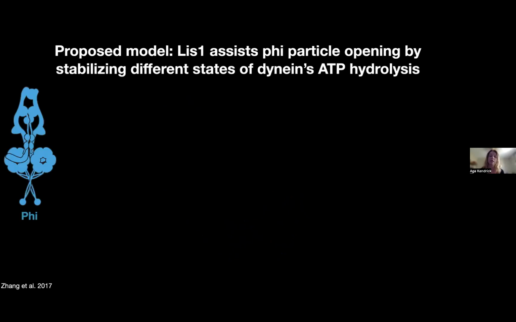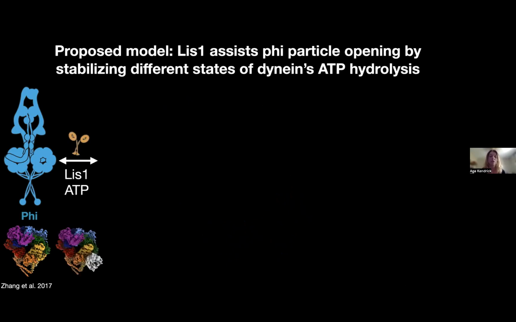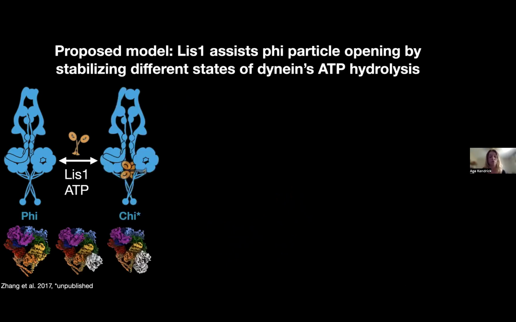Based on my data, I propose a model in which the phi particle could be opened in the following way. One of my structures is consistent with the previously solved structure of the phi particle within just a motor domain. And so I would propose that upon ATP addition, the dynein ring rearranges itself to allow for LIS1 binding. I haven't really talked about this, but I'm also working on a project in the lab where we identify a new structure, which we call the chi particle, that corresponds to two LIS1 being bound and a slight opening of this phi particle.